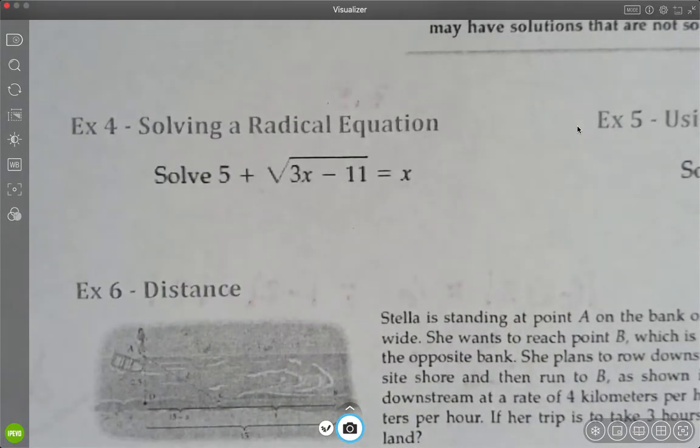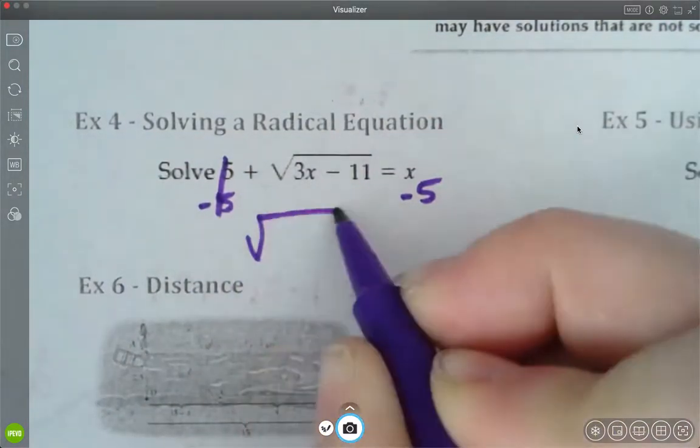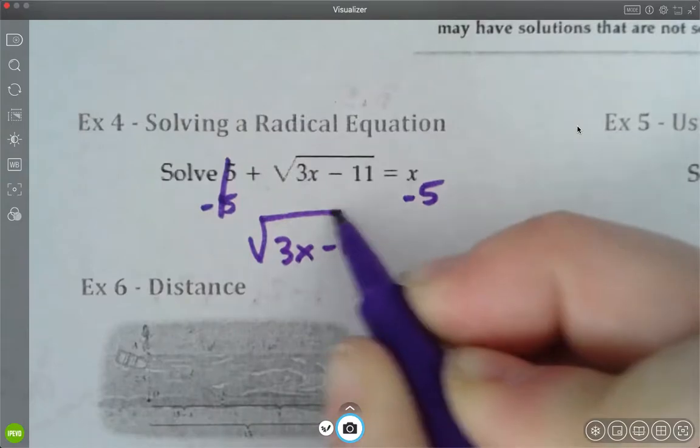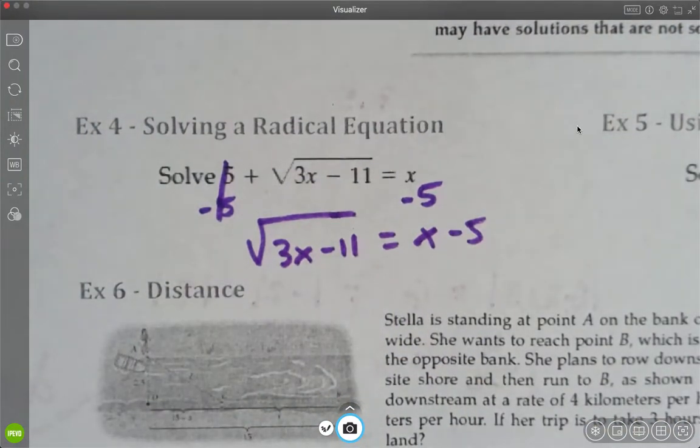Example 4. Solving a radical. I want to get the radical by itself. What's the radical part? The part with the square root. This guy right here, 3x minus 11. I want to move the 5 to the other side. Minus 5. The square root of 3x minus 11 equals x minus 5. Okay? This is going to be slightly unpleasant, but not as unpleasant as the next one.